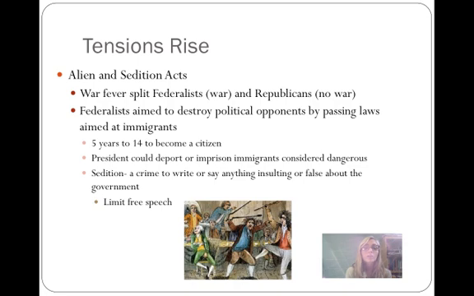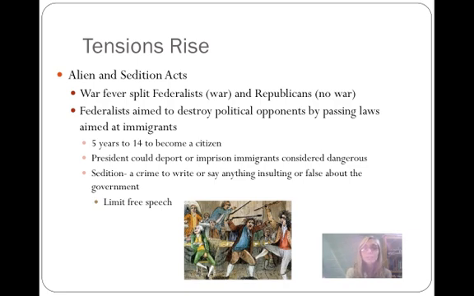Also, the president could deport or imprison immigrants that were considered dangerous. So that's not saying a lot. What does danger really mean? And that's left up to the president, which is another power that he has that could kind of offset that checks and balances system that the Constitution put into place.